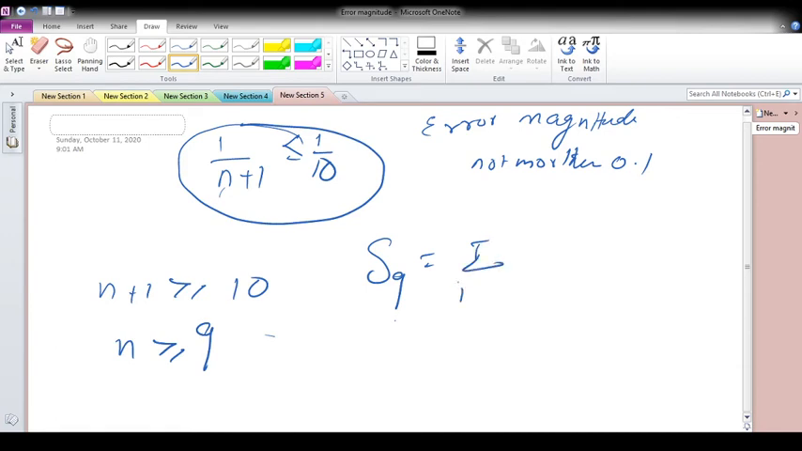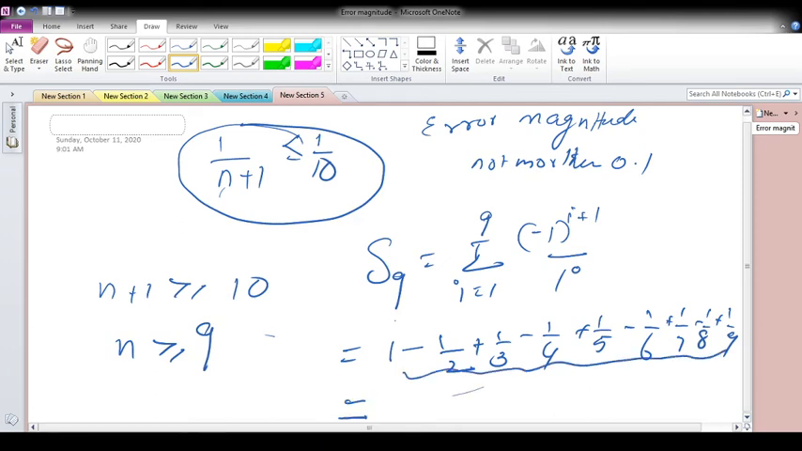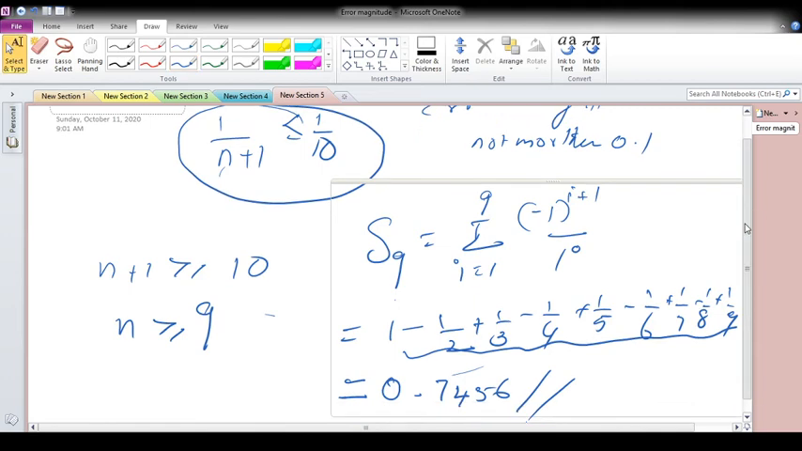So we can calculate the sum i equal to 1 to 9 of (-1)^(i+1)/i. For i equal to 1, we get 1 minus 1/2 plus 1/3 minus 1/4 plus 1/5 minus 1/6 plus 1/7 minus 1/8 plus 1/9. We calculate the sum, we get 0.7456. This is the error magnitude, not more than 0.1.